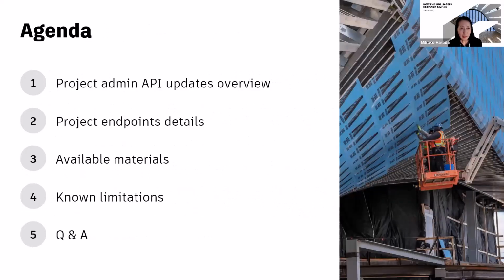So I will go ahead and talk about the project admin API updates, starting with the overview, the big picture, followed by the project and project users endpoint details. After that, Tom will go into a little bit of detail about tips and tricks, including the GitHub and Postman Collection samples, in case it might help you learn and also troubleshoot if you need that. Then I'll come back with a list of the known limitations and then open to the Q&A.